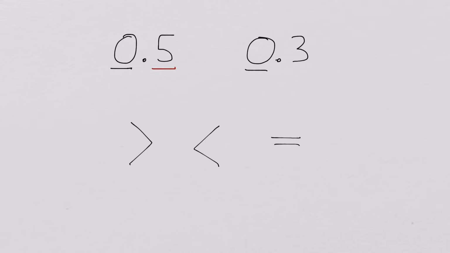This has a 5, this has a 3. So which place value is bigger? Is 5 tenths bigger than 3 tenths, or is 3 tenths bigger than 5? Hopefully, you're going to agree that 5 is bigger than 3. So we would use the greater than symbol. 0 and 5 tenths is greater than 0 and 3 tenths. Let's try it with another.